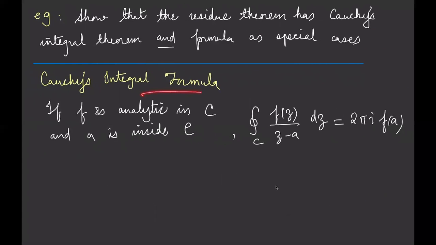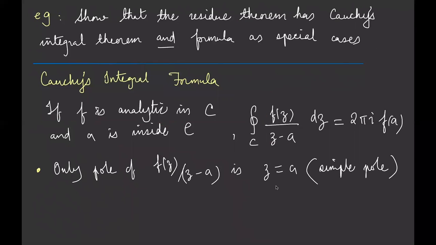Okay, what about Cauchy's integral formula? The integral formula is something slightly different. Again, you have the same conditions for f, but now you're integrating not f, but f divided by z minus a. So you can see that you've introduced a pole here. There's a pole at z equals a, and a is a point which is inside C. It has to be inside C. If this is so, Cauchy's integral formula told us that the answer is 2 pi i times f of a.